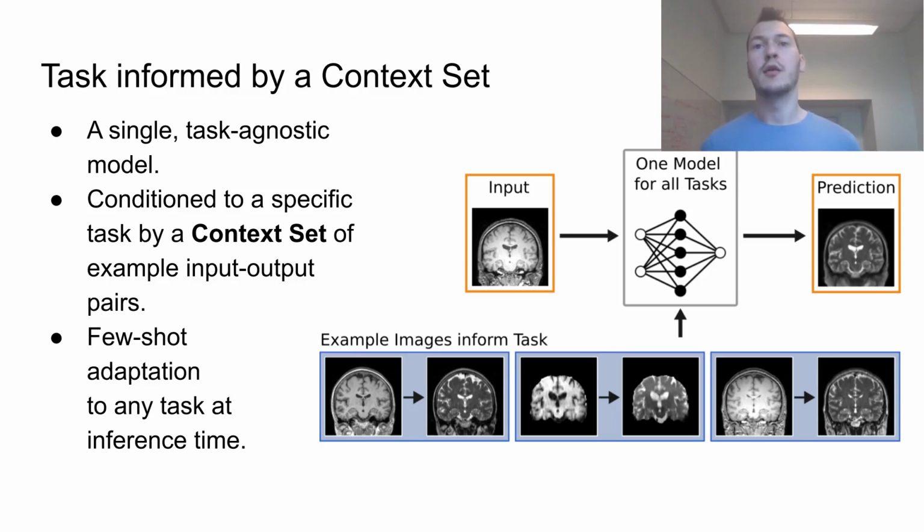To tell the model what kind of output is desired, we condition it on the desired task with a context set of example input and output image pairs. In this case, T1 and T2 images from other patients. This example set is then fed through the model together with the input image to produce the prediction. No training or fine-tuning on the context set is required. The model adapts to the task from the examples in a single forward pass, even if the task has not been included in the training data.